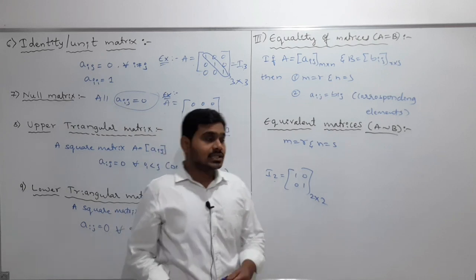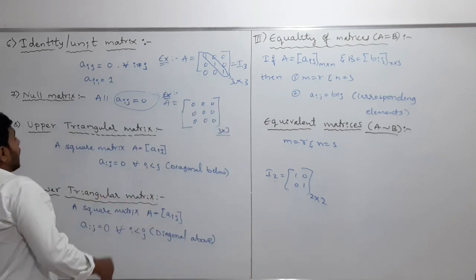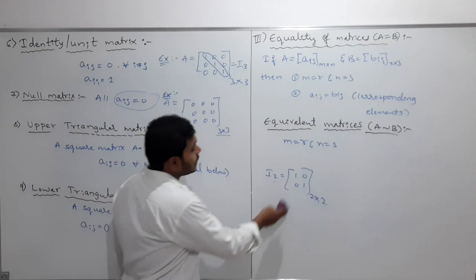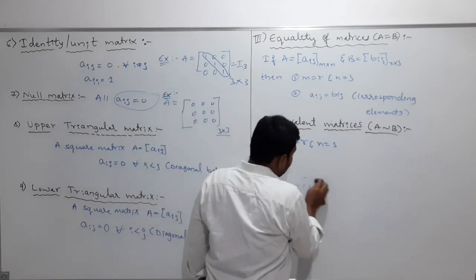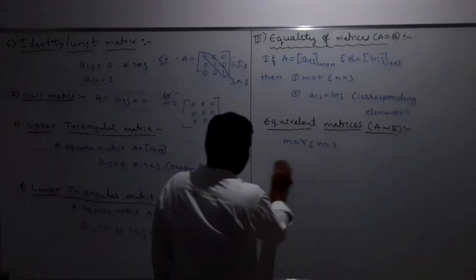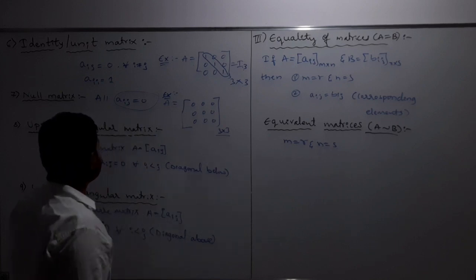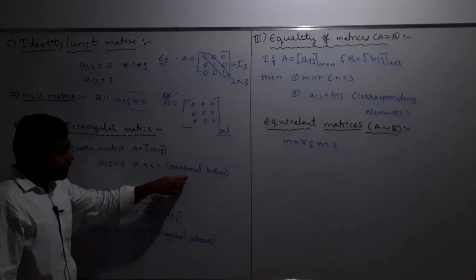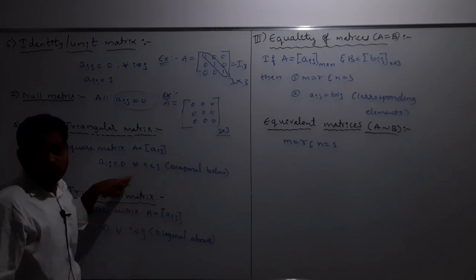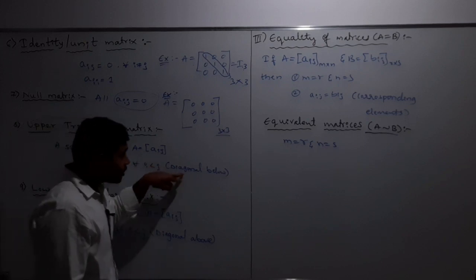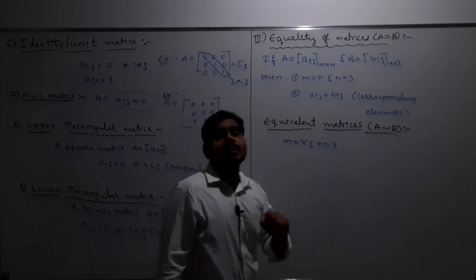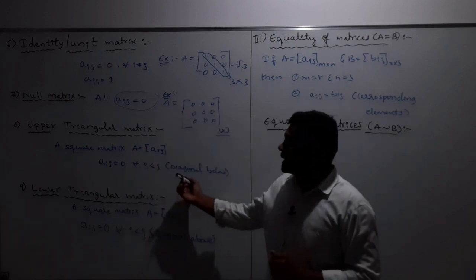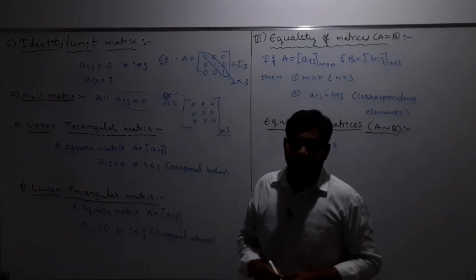Clear? And the next type we are going to move to is the upper triangular matrix. So what is meant by an upper triangular matrix? Upper triangular matrix means, my dear students, all the elements below the diagonal elements should be 0. If all the elements below the diagonal are 0, then such a matrix we can call an upper triangular matrix.